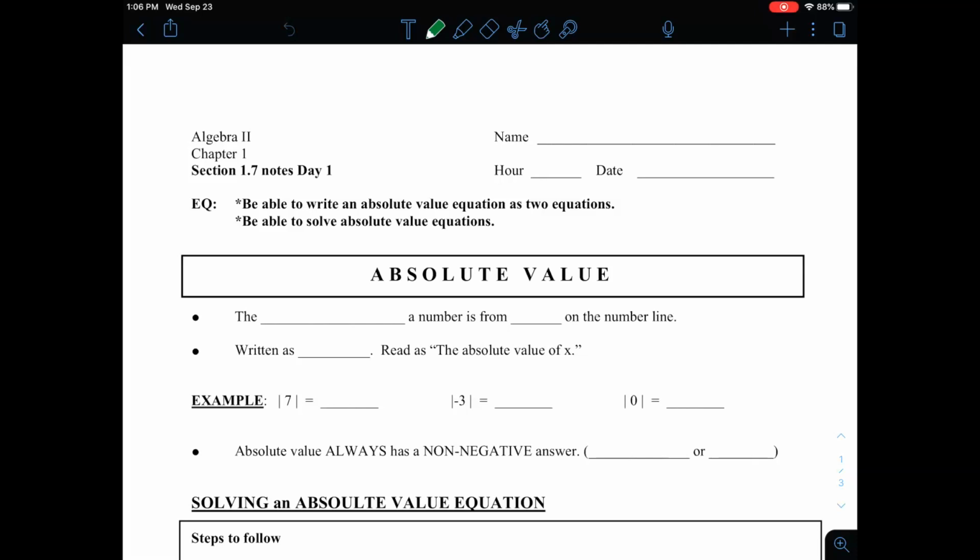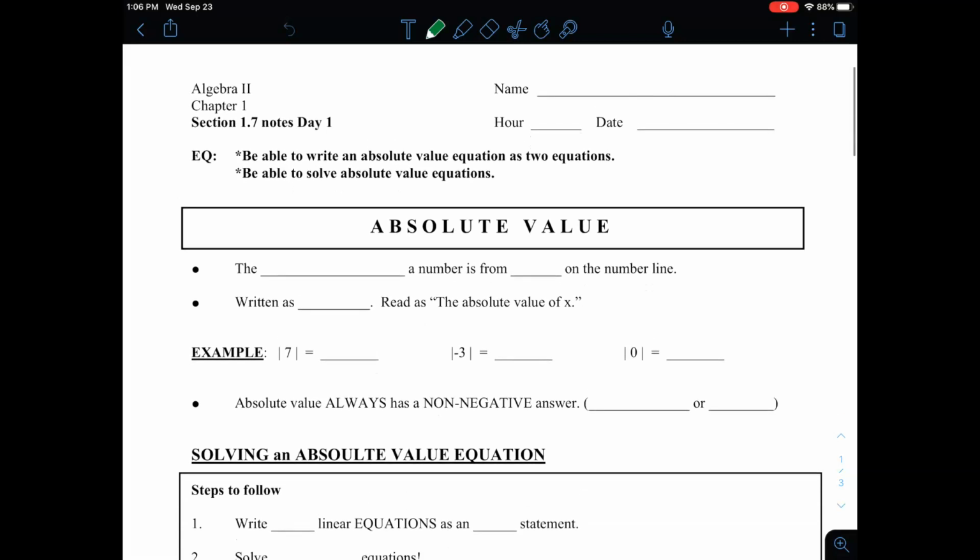We are moving on to 1.7. Today is day 1, which is absolute value. Our essential questions are: be able to write an absolute value equation as 2 equations, and be able to solve absolute value equations.